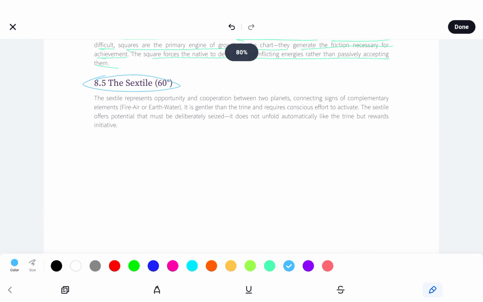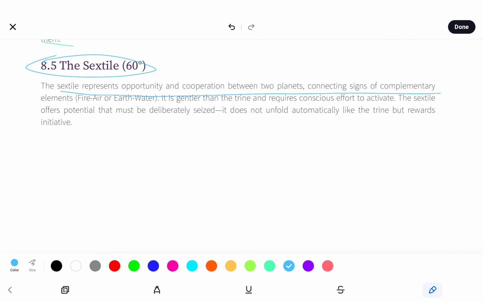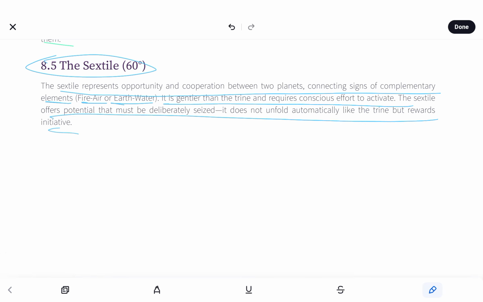Sextile, 60 degrees, represents opportunity and cooperation between two planets, connecting signs of complementary elements: fire and air, or earth and water. It is gentler than the trine and requires conscious effort to activate. The sextile offers potential that must be deliberately seized. It does not unfold automatically like the trine, but rewards initiative.